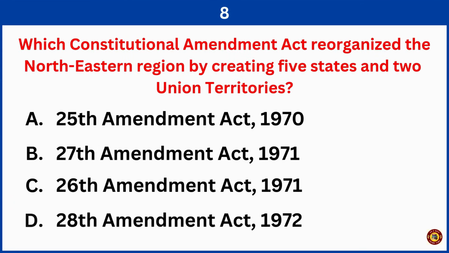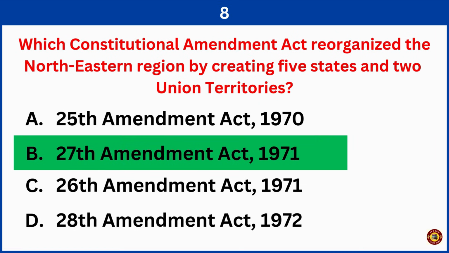Which Constitutional Amendment Act reorganized the Northeastern region by creating 5 states and 2 union territories? Right answer is option B, 27th Amendment Act 1971.